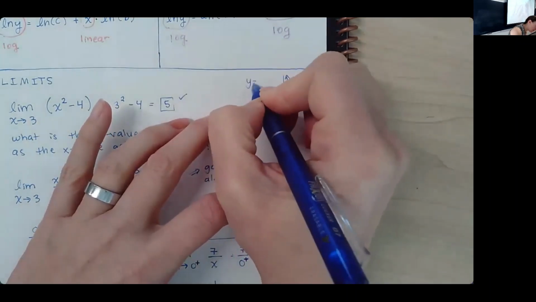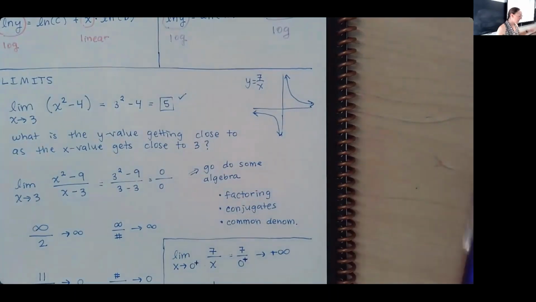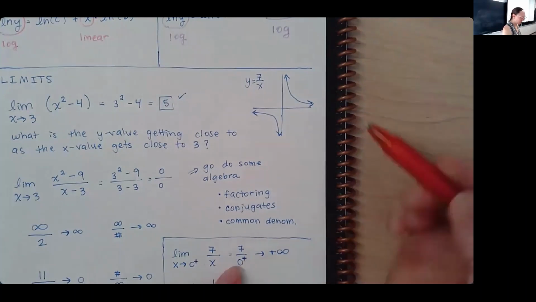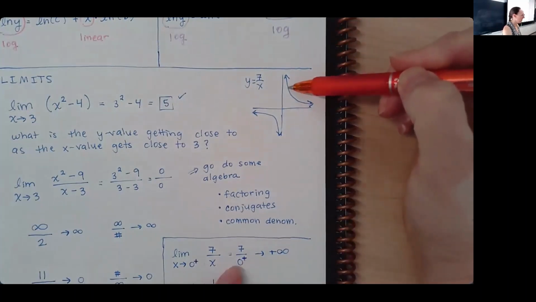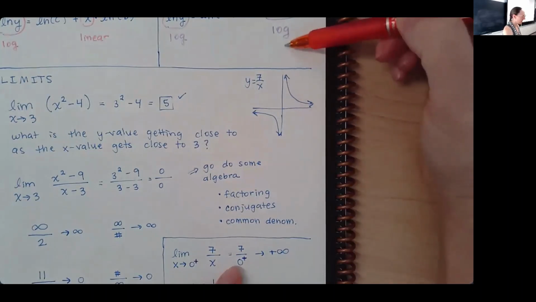So this is y equals 7/x. Since the answer to a limit problem is what the y value is trying to be, if I'm starting off with something close to 0, but a little bit positive, that means I'm over here on this side of the graph. So that y value is headed up towards positive infinity.